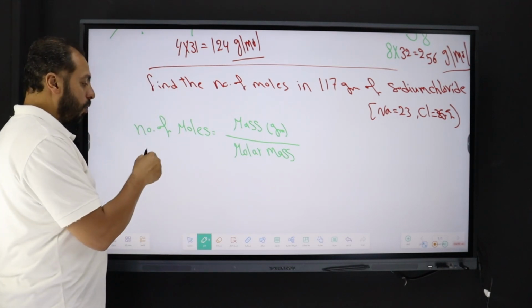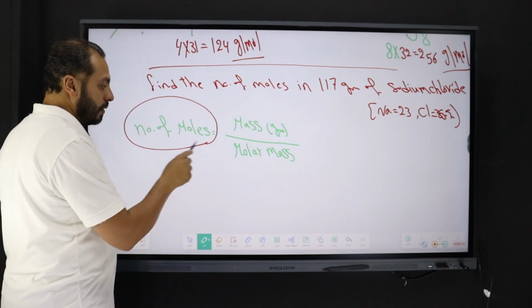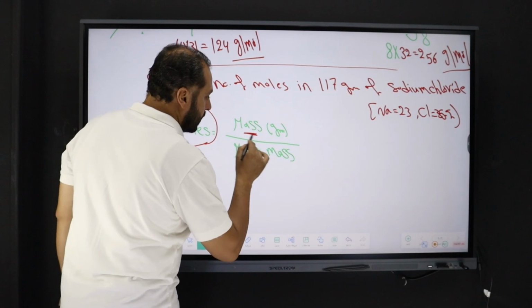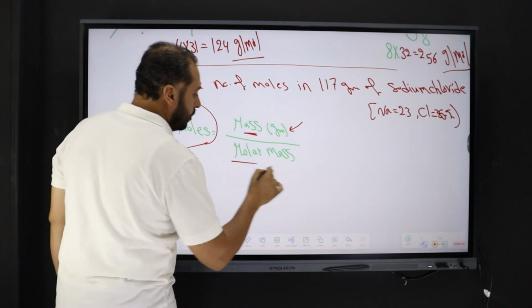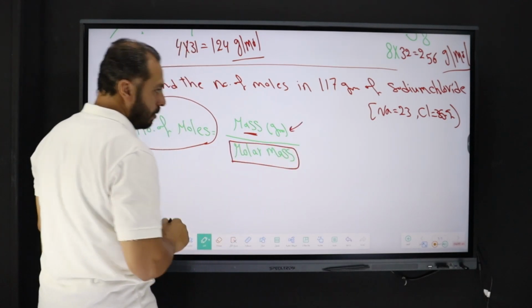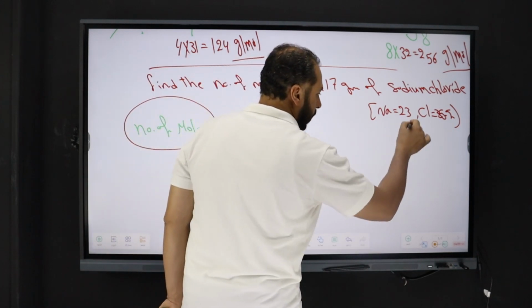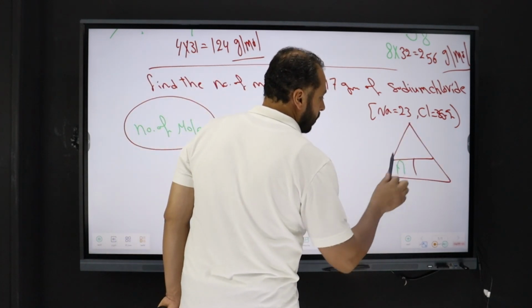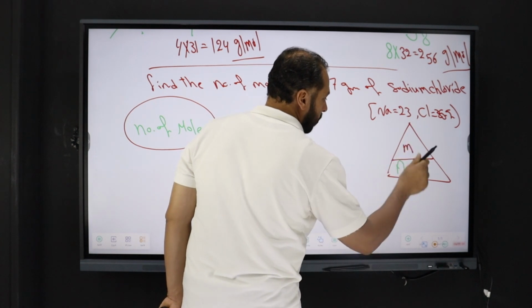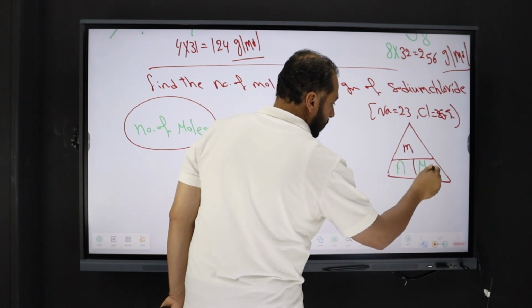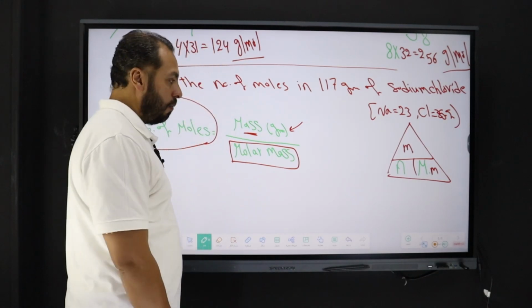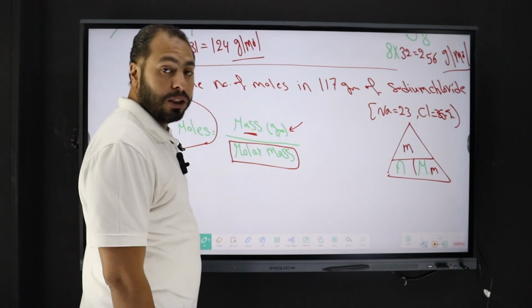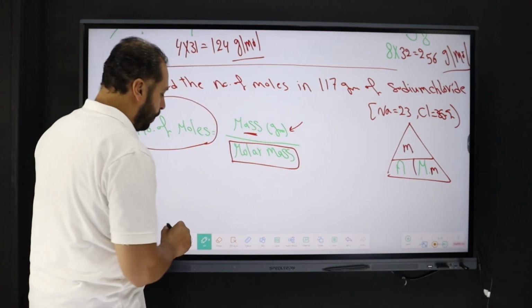Again, number of moles of any substance equals what? Mass in grams divided by molar mass. So if we put it in a triangle like that, number of moles equals mass divided by molar mass. Okay, so we can apply this rule in this problem.